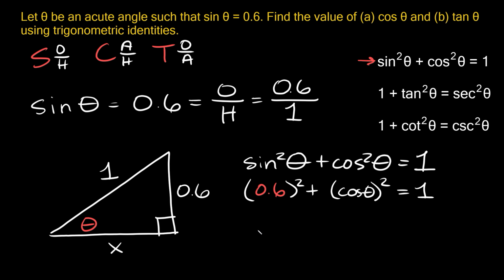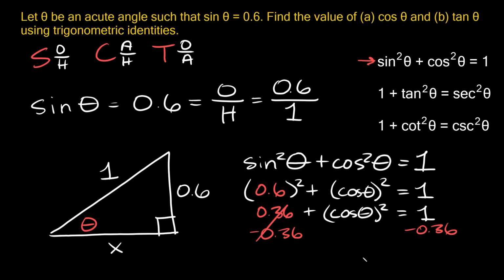Now 0.6 squared, that's equal to 0.36, and we're going to say plus the cosine of theta, and this is squared, is equal to 1. All right, so we're looking for the cosine of theta, right? That's the first part. So here, in order to solve for cosine, let's get rid of the 0.36. So we're going to subtract 0.36 from both sides. So over here, they cancel out, and we're left with the cosine of theta squared is equal to, it looks like 0.64, right?